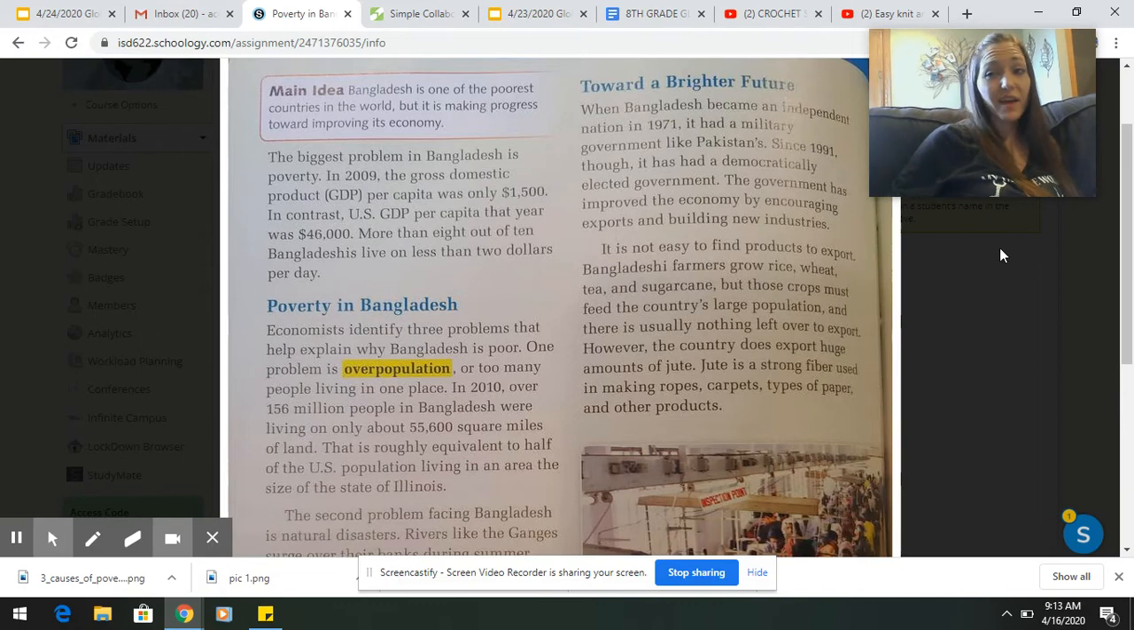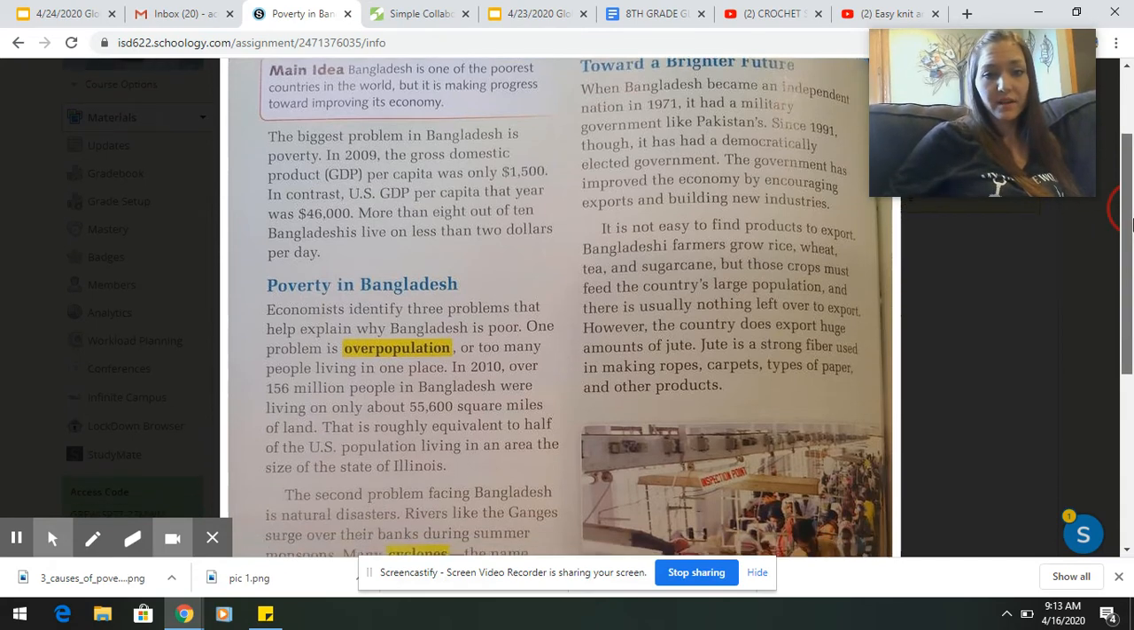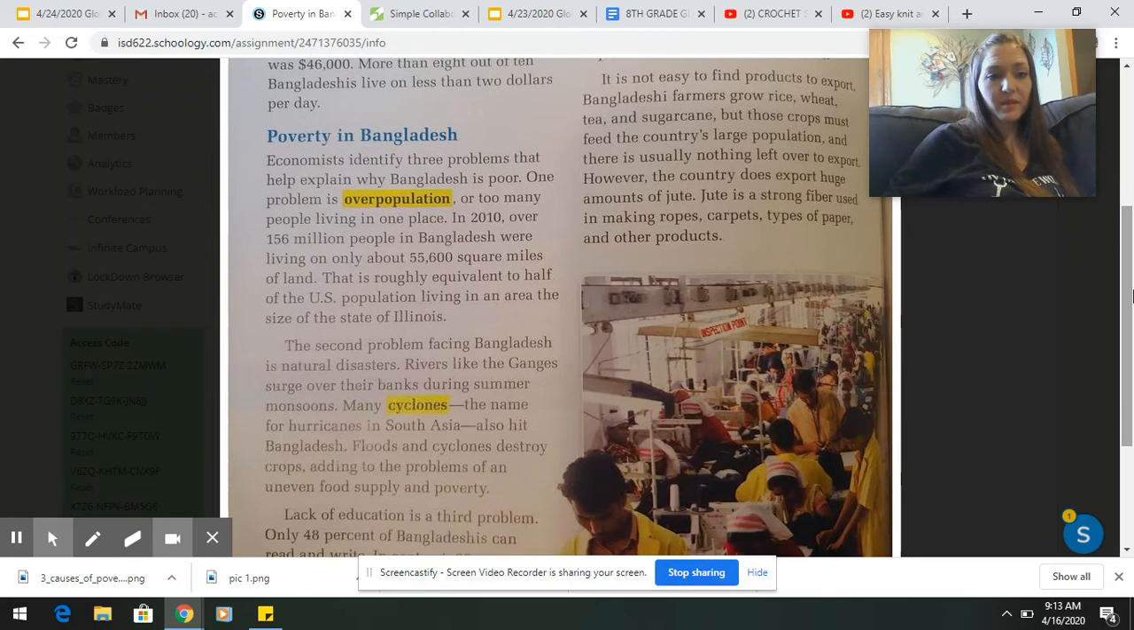All right, so they haven't said any causes of poverty yet. They're just kind of introducing the overall issue of poverty in Bangladesh. So we're going to keep on reading.